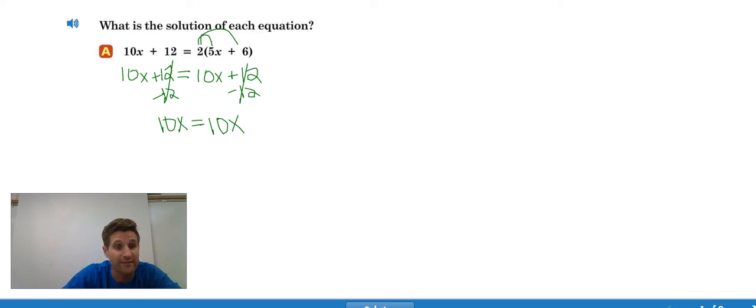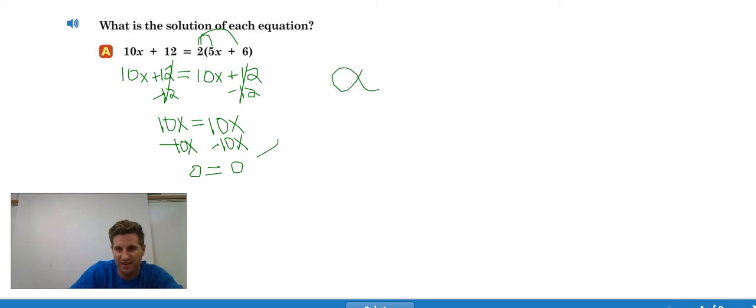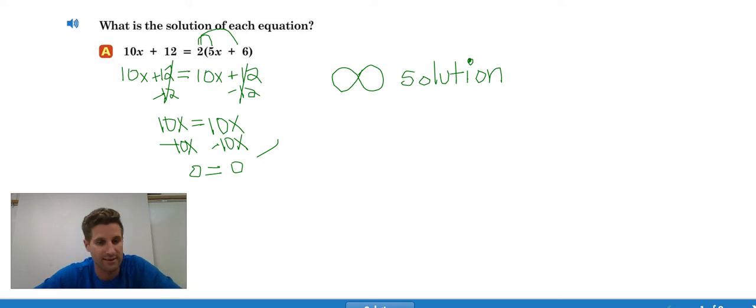We should already be thinking this is a dilemma. Subtract 10x from both sides. We get 0 equals 0. Is that true? Yes. That means we have infinite amount of solutions. Any value of x you want to plug in, you are going to get a correct answer. So we call this an identity problem, but we also have the answer of infinite solutions.